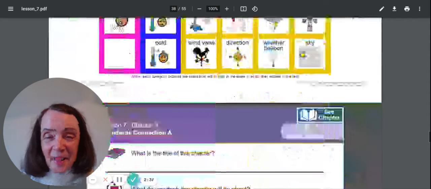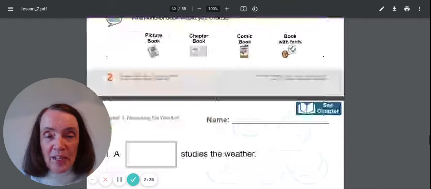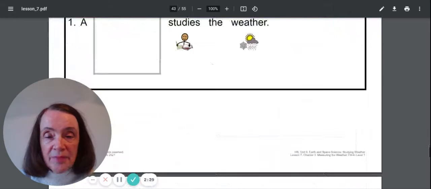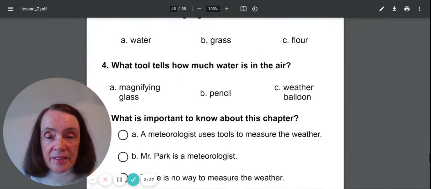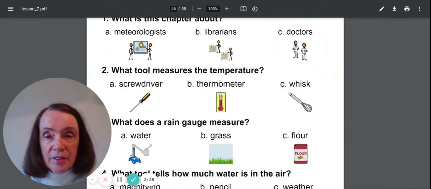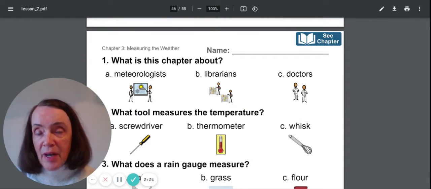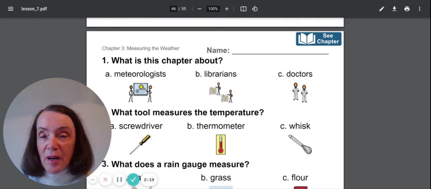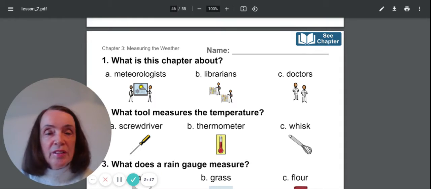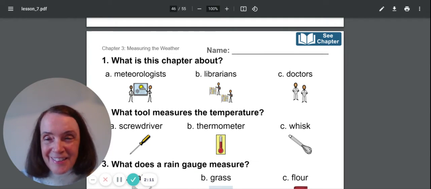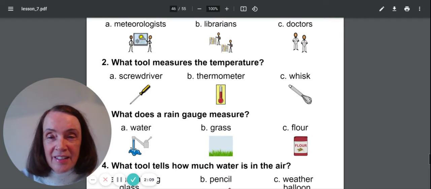Okay, we are going to find our questions page. Let's see. Oh, here we go. What is this chapter about? Did we read about meteorologists or librarians or doctors? If you said meteorologist, yes, you'd be right.